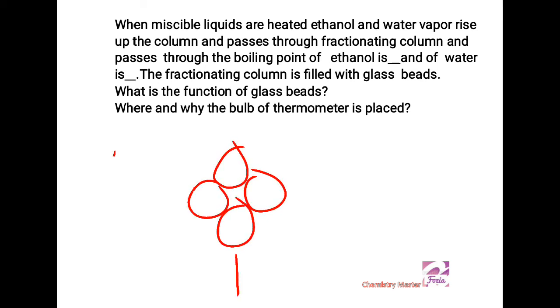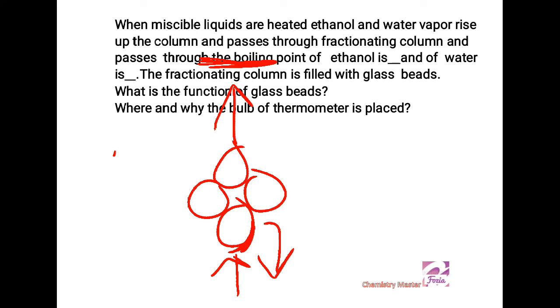This is how, when vapors rise up, the heavier vapors strike the surface of the glass beads, are converted back into liquid and drop into the round bottom flask. But the vapors which are lighter and whose boiling point is lower rise up, pass through the glass beads and reach the top portion of the column.